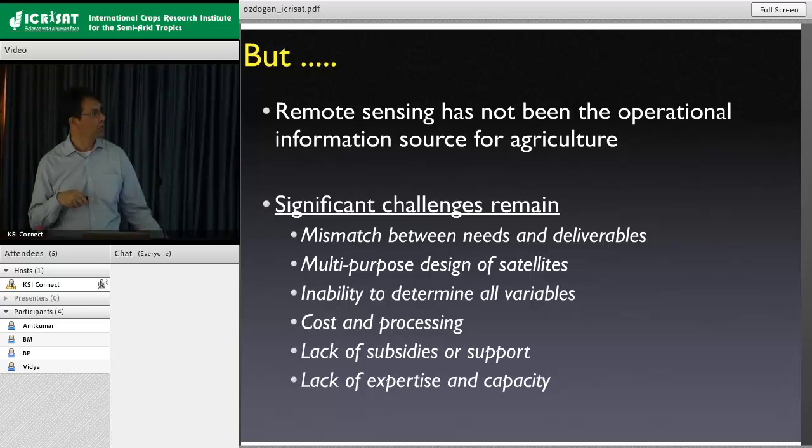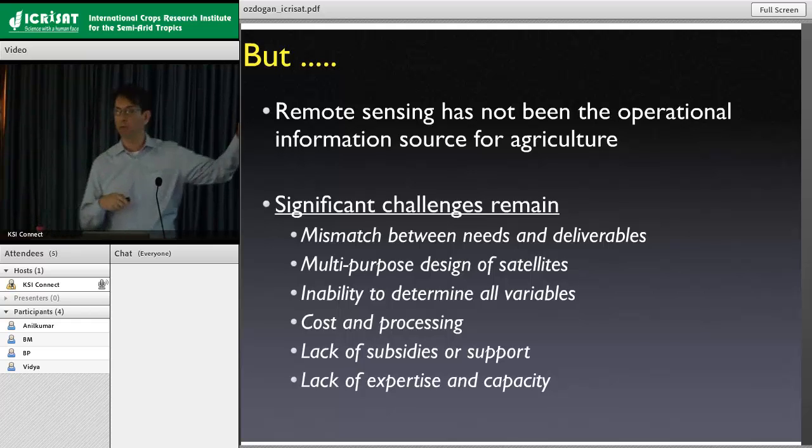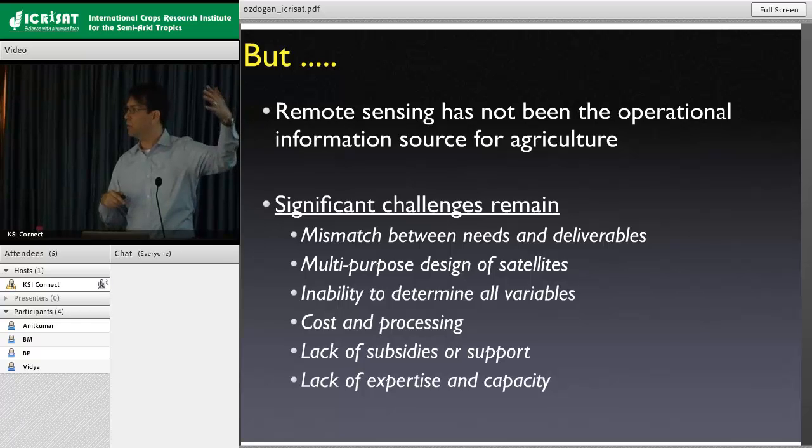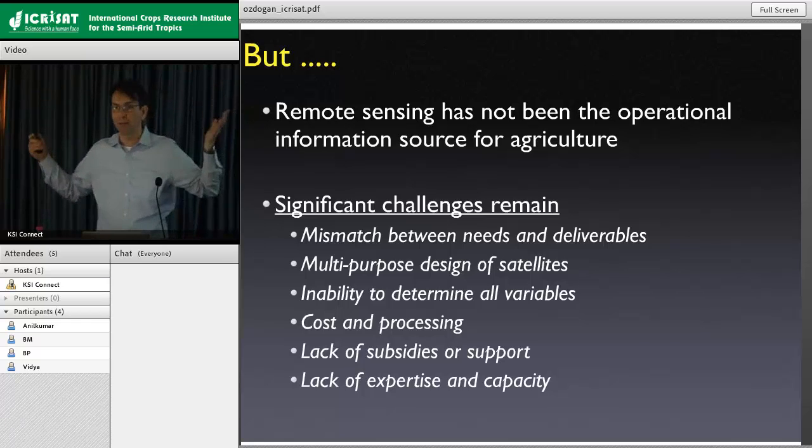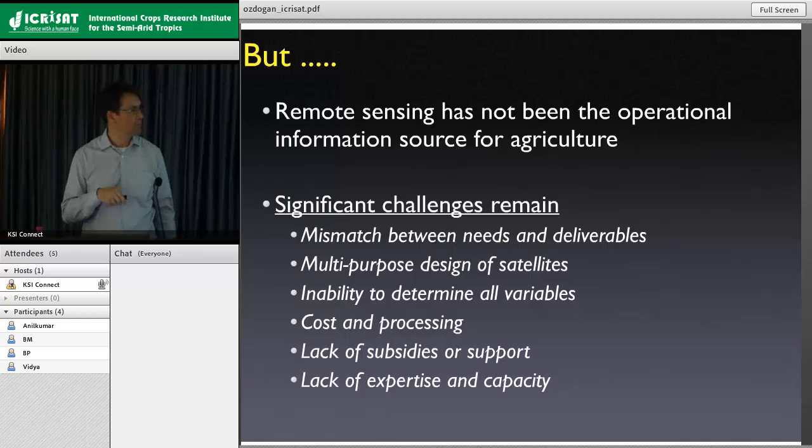There might be some cost and processing associated, although that cost and processing is actually coming down really fast because of cloud computing. And lack of subsidies or support, maybe in some places. And I would argue that there's also lack of expertise and capability. There are a lot of tools that are out there, unfortunately, out of reach of many of us because they were designed by a particular person. They're very complicated, and you don't have access to the software to do it. So that becomes the challenging part as well.